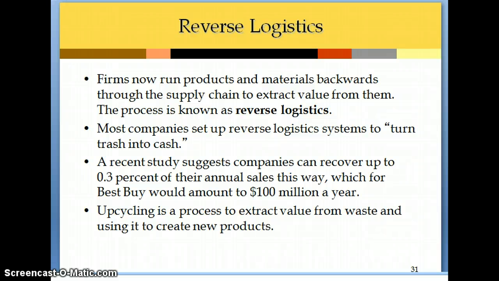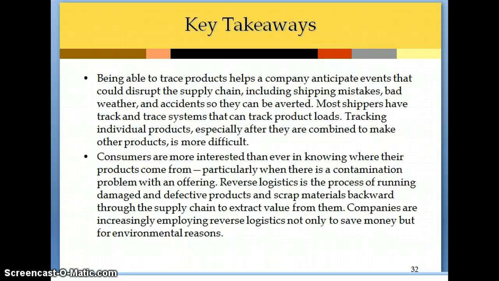Firms now run products and materials backwards through the supply chain to extract value from them. This process is known as reverse logistics. Most companies set up reverse logistics systems to turn trash into cash. A recent study suggests companies can recover up to 0.3% of their annual sales this way, which for Best Buy would amount to 100 million a year. Upcycling is a process to extract value from waste and use it to create new products.